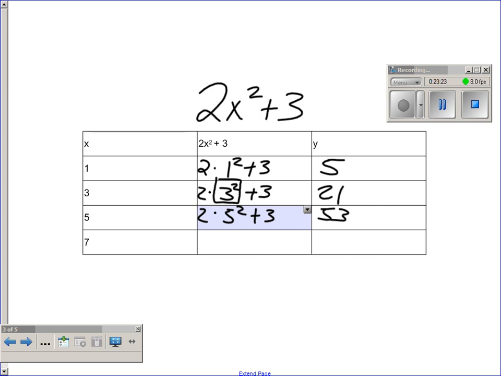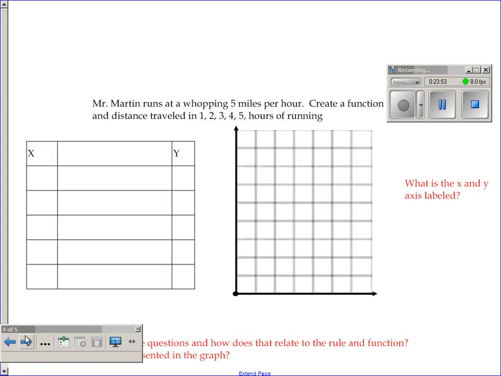All right, 7 squared. No, we did it again. Are you kidding me? 7 squared is not 14. 7 squared is 7 times 7, and it's 49. Now, if we take 49 and multiply it by 2, we get a grand total of 98. 98 plus 3? 101. Unbelievable.